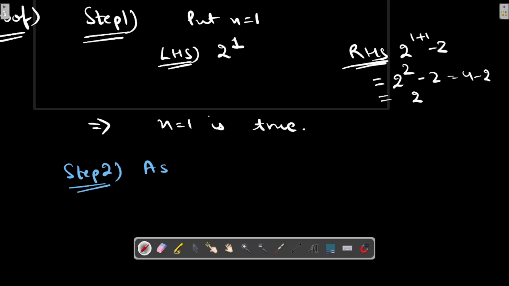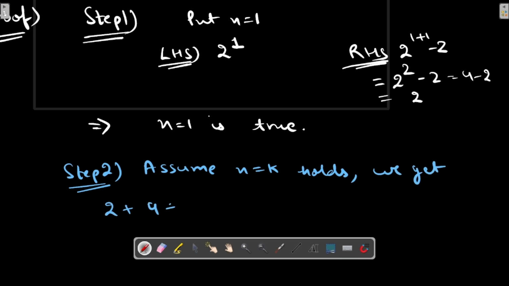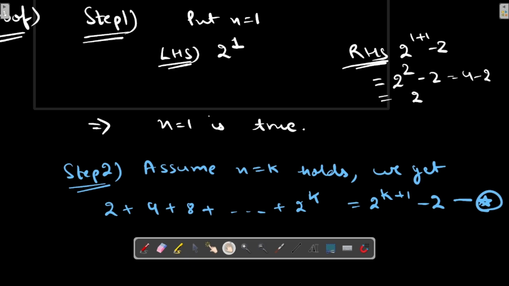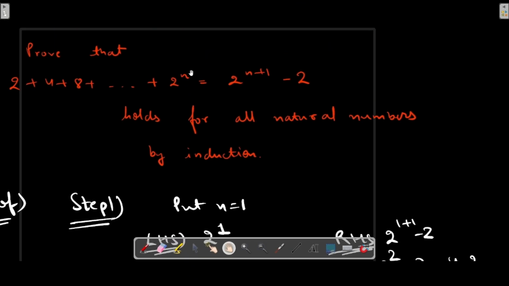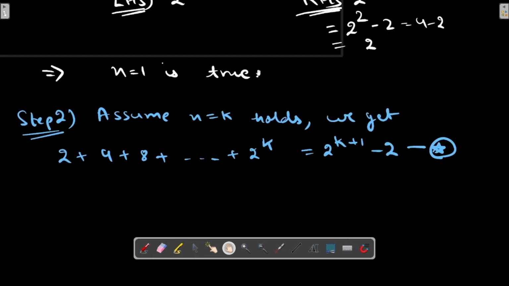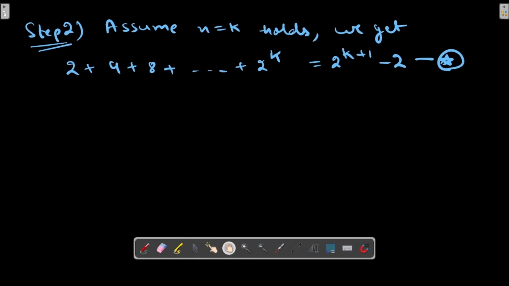Step 2 is assume n is equal to k holds. So what do you get? 2, 4, 8, and so on till 2 to the power of k is 2 to the power of k plus 1 minus 2. Let's label this as star. Okay, I've just subbed in k wherever the n is there. Now let's do step 3.